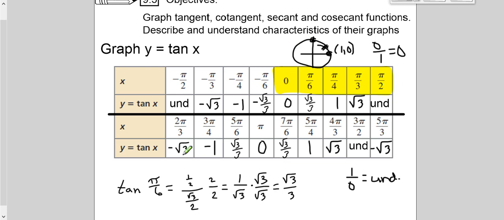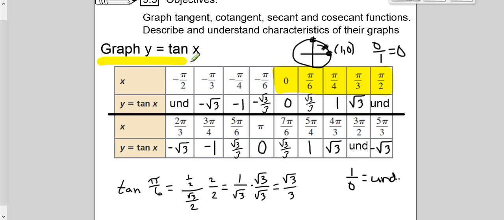When we get to 2 pi over 3, we're at negative rad 3, then negative 1. Fill in your table. Rad 3 over 3, 0. Rad 3 over 3, 1. Rad 3, undefined, and then back to negative. And then over here, negative pi over 2 is undefined. Negative pi over 3 is negative rad 3. The next one's negative 1, and then a negative rad 3 over 3.